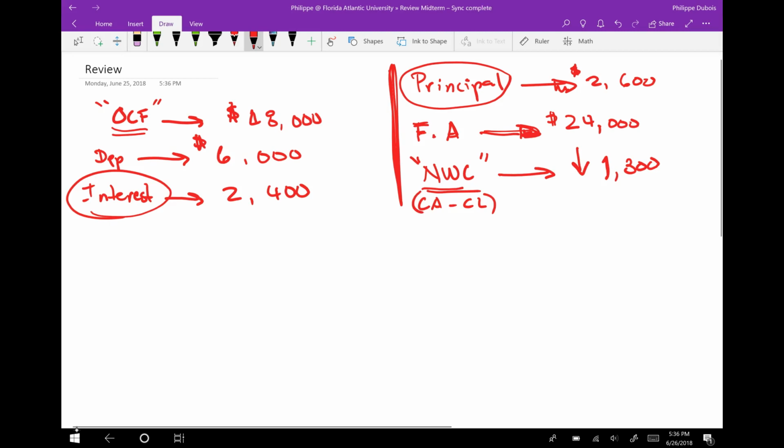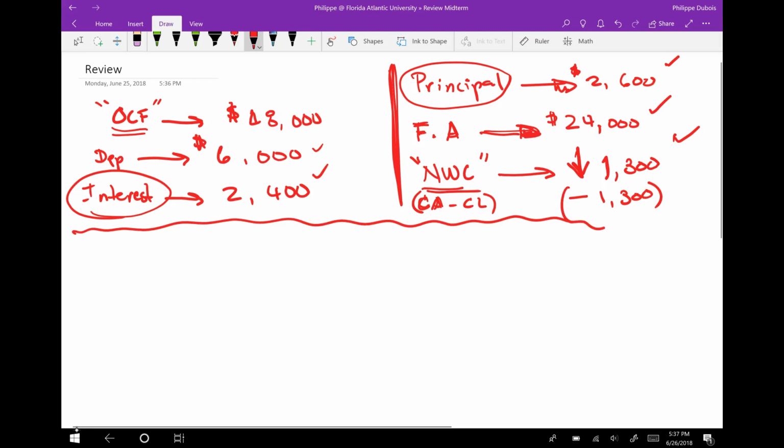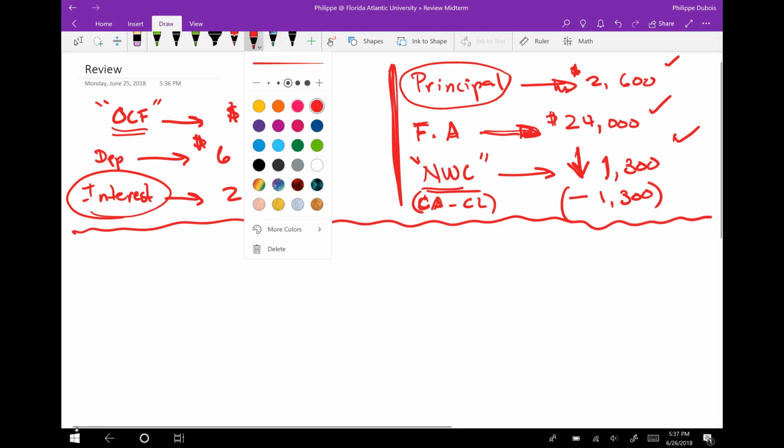Okay, so let me repeat the information. Your operating cash flow is $48,000, your depreciation is $6,000, interest paid is $2,400, principal payment is $2,600, fixed asset is $24,000, net working capital, which is the current asset minus current liability, decreased by $1,300. So when I say decrease, one other way to write this number would be like this. Okay, so your net working capital decreased by $1,300. So this is the information given to you in order to solve the problem.